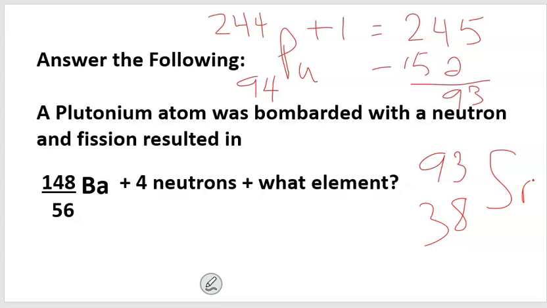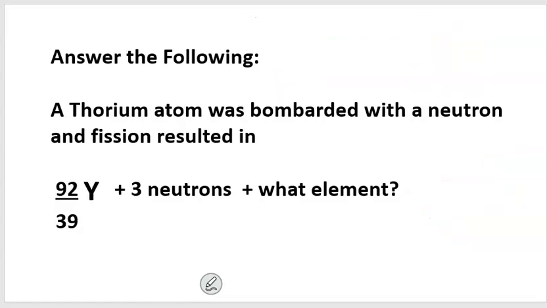All right. Put that there. And then what I'm going to do is bring up one for you to solve. Pause the video, go to your periodic table, and see if you can use this process to solve this problem. A thorium atom was bombarded with a neutron. Fission resulted. It came out with yttrium, 3 neutrons, and what other daughter element?